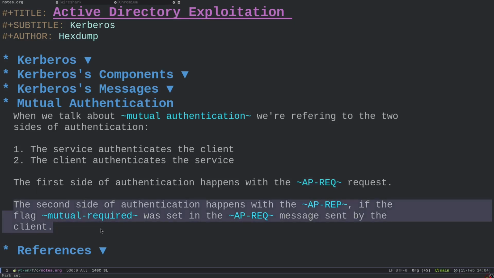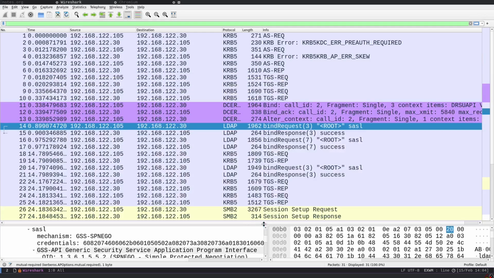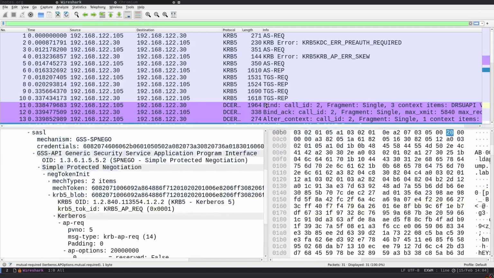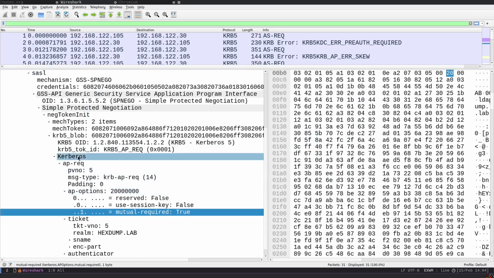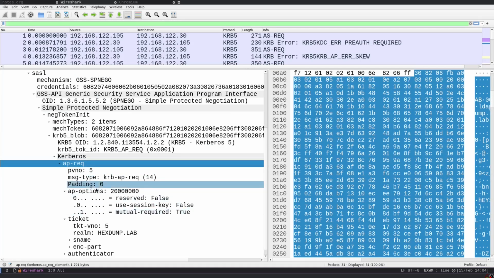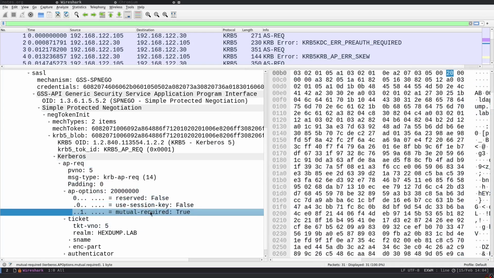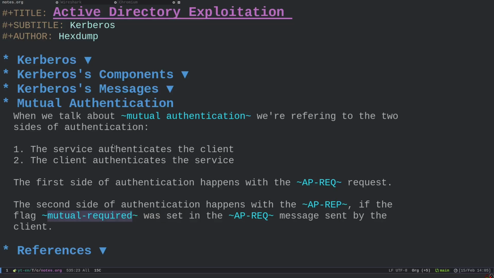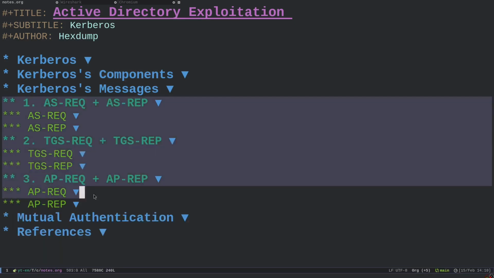The second side instead happens in the reply of the authentication request, essentially only if the flag mutual required was set in the request. So if we go here into the request, this bind request, this is the request we do to the actual service, in Kerberos AP-REQ, here we see AP options, and we see mutual required true. When we set this to true, we want the service to produce this encrypted timestamp. The timestamp will be encrypted using the service session key, and so the client can decrypt it. And so these are all the messages.